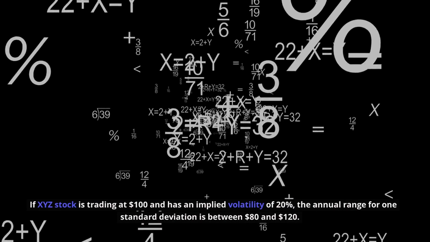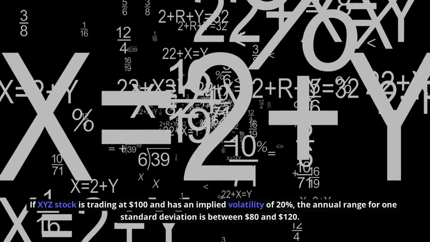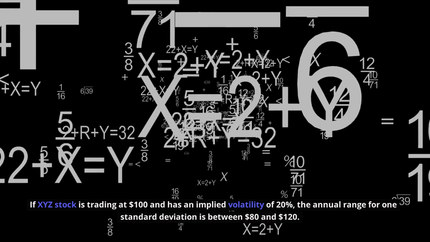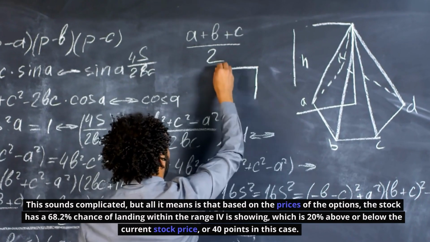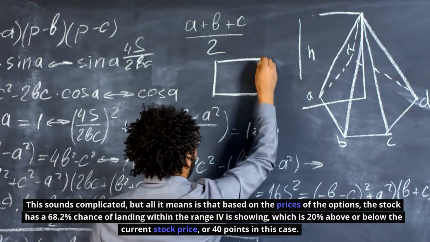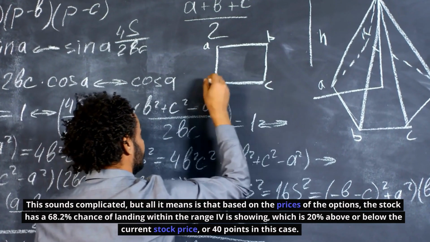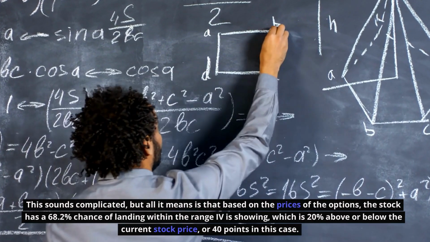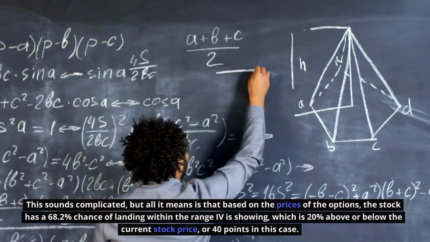If XYZ stock is trading at $100 and has an implied volatility of 20%, the annual range for one standard deviation is between $80 and $120. This sounds complicated, but all it means is that based on the prices of the options, the stock has a 68.2% chance of landing within the range IV is showing, which is 20% above or below the current stock price, or 40 points in this case.